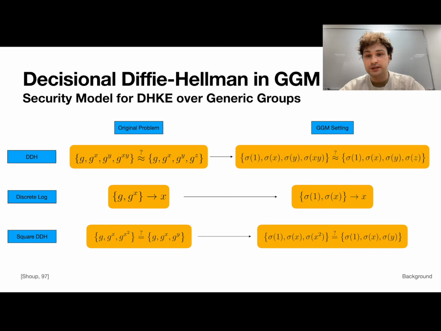So as you can see here, all I've done is I've said, okay, in the original problem, I'm going to give you g to the x. Well, now I'm going to give you sigma x, where that's a random label. The goal of the problem is still the same. I'm supposed to tell the difference between sigma xy and sigma z. The only difference is now all I'm allowed to do is to perform those generic group operations instead of being able to look at the actual values of the group elements themselves.